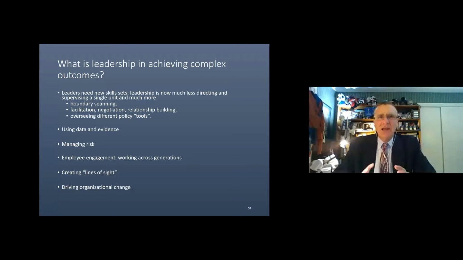But at the end of the day, leadership is now much less, I want to suggest, about directing and supervising a single unit, much less about your direct reports, and much more about boundary spanning, which requires skills in facilitation and negotiation and relationship building, and overseeing different policy tools. I challenge you to think about the people that you are dependent upon to do something for you to help you achieve an outcome that you want to achieve.